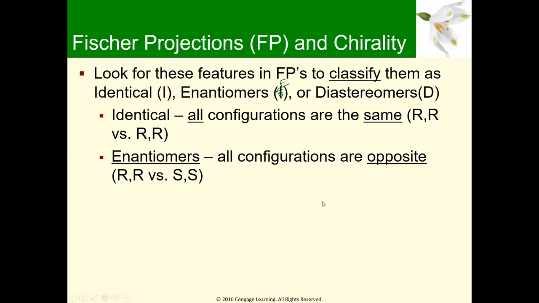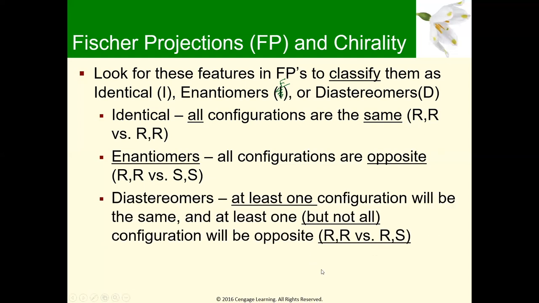And if they're exactly the opposite, like S and S, then that's the giveaway that it's an enantiomer, that it's a mirror image. Okay. And finally, with diastereomers, it's a little bit more complicated, but it's also easier to pick out because they just have to be different by 1. So with diastereomers, at least one configuration will be the same, and at least one, but not necessarily all, configurations will be opposite. If you've got a Fischer projection with 5 chiral carbons in it, maybe one stays the same and the other 4 change. That's a diastereomer. Or you might have 4 stay the same and 1 change. That's still a diastereomer.